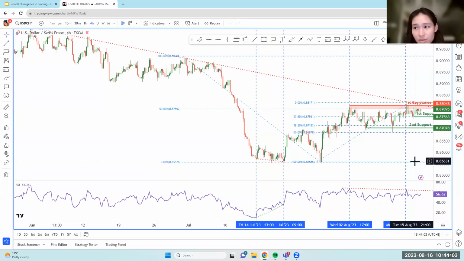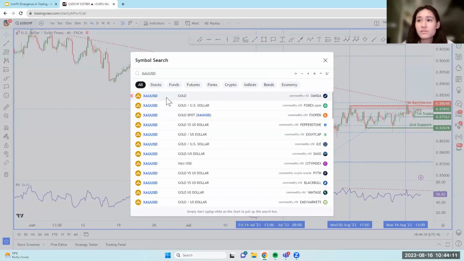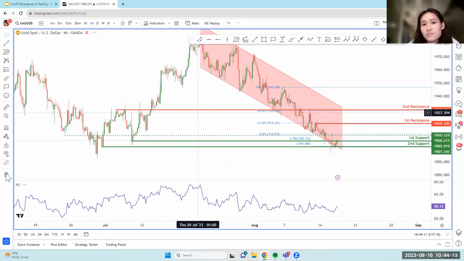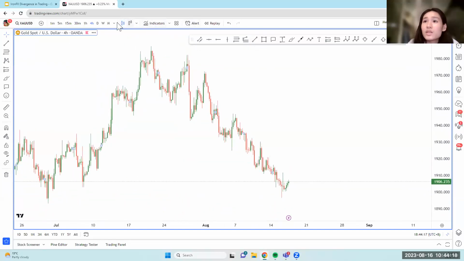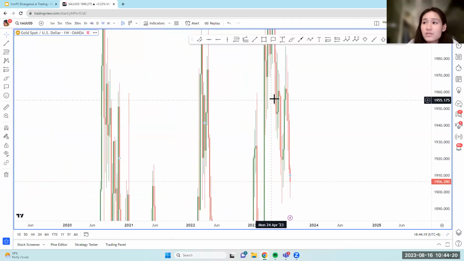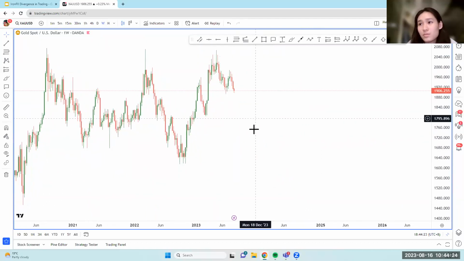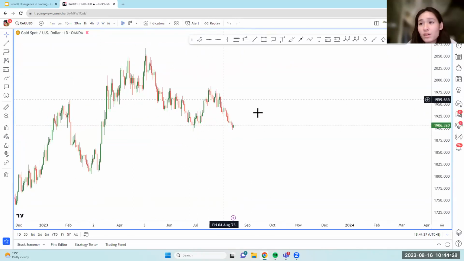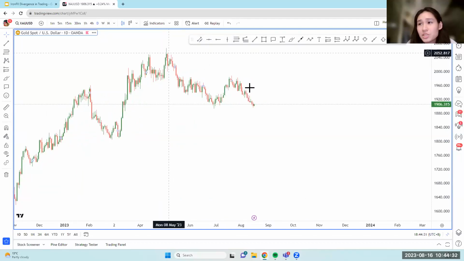Okay, I think we have time for maybe one more setup. Maybe we'll go ahead and take a look at gold now. On our weekly time frame first, price looks like it's moving downwards. Daily time frame as well, pretty bearish here.